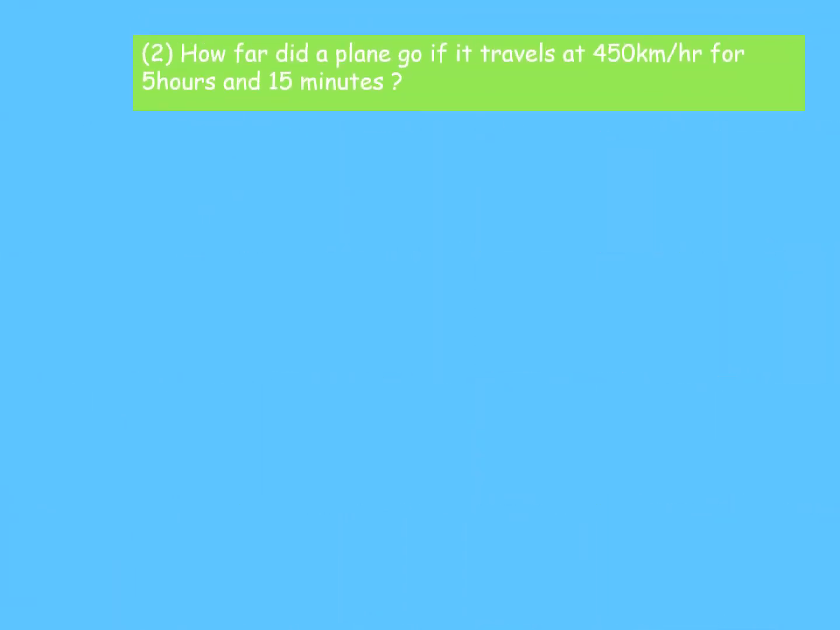Next problem. How far did a plane go if it travels 450 kilometers per hour for 5 hours and 15 minutes? Okay, so we have here given numbers: 450 kilometers and 5 hours and 15 minutes. Now we have here a clue word that we can use in order to identify the problem. We can also identify the problem using the given numbers.